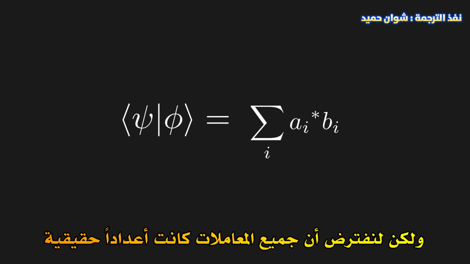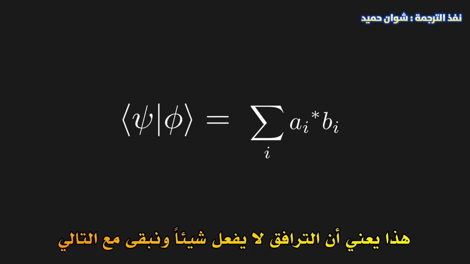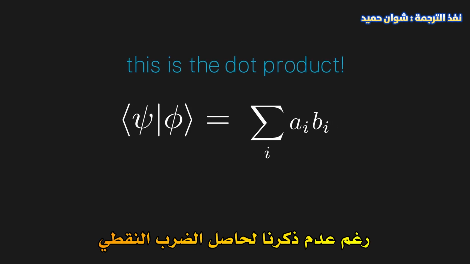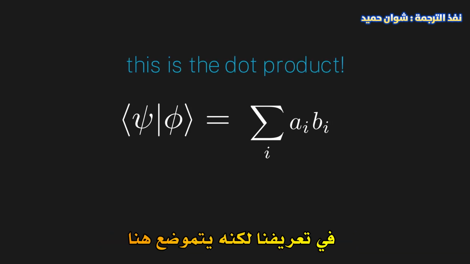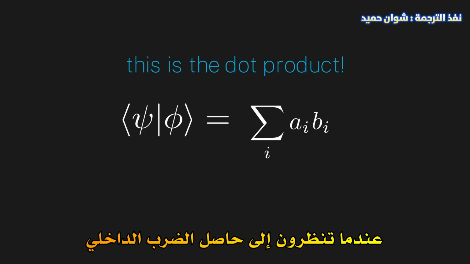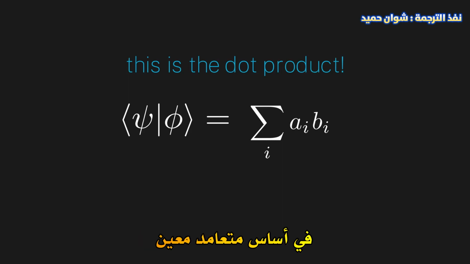It may look weird, but let's say all the coefficients were real numbers. This means the conjugation doesn't do anything. And we are left with the following. Look familiar? This is the dot product. We made no mention of the dot product in our definition of the inner product, yet here it is. So hopefully you see that the dot product is what you get when you look at the inner product in a particular orthonormal basis.